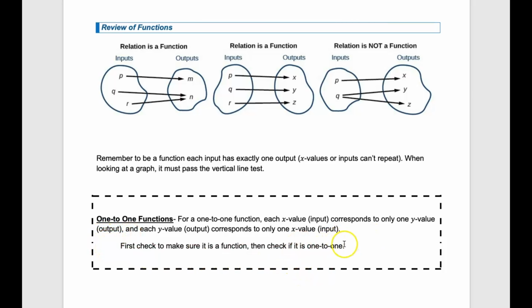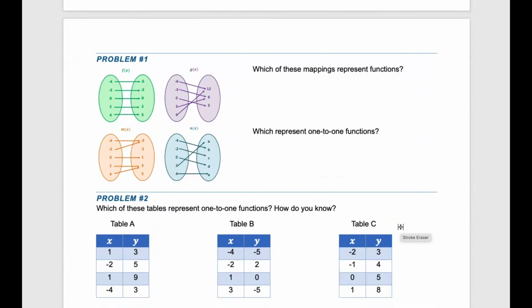For a one-to-one function, each x value, or the input, corresponds to only one y value, the output. And each y value, the output, corresponds to only one x value, the input. So basically this is telling us that our x's can't be repeated and our y's can't be repeated in order for it to be a one-to-one function. But make sure that you check that it is a function first and then check if it is one-to-one. Let's look at some examples.